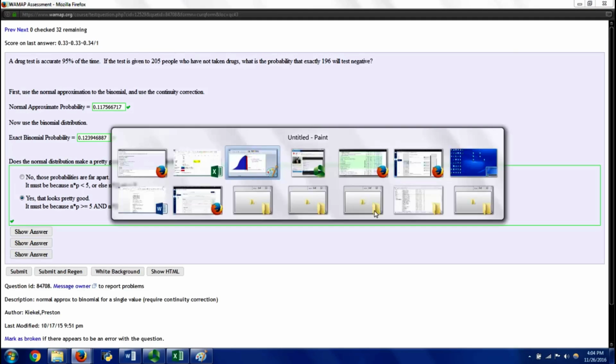So I'm going to enter the values into the assignment. I'm going to say, yes, they're close together. It looks pretty good. And I submit, and I get all greens. And everybody wins. That's how you do it.